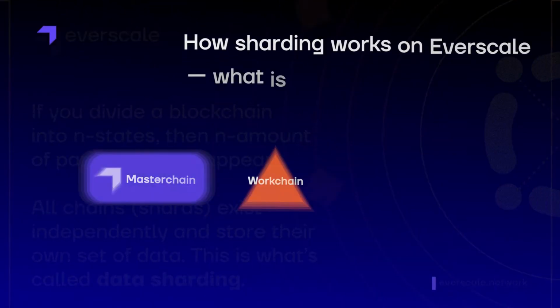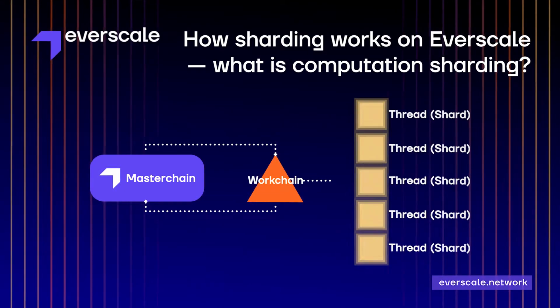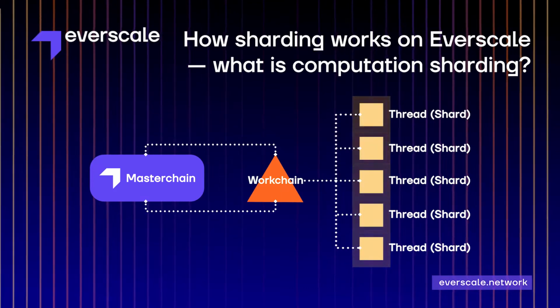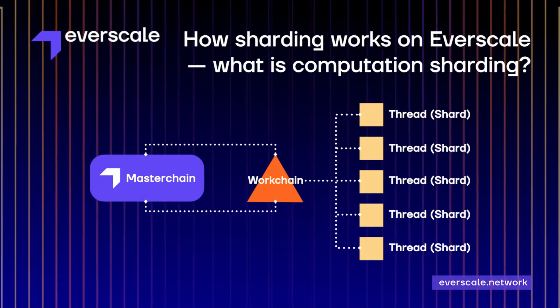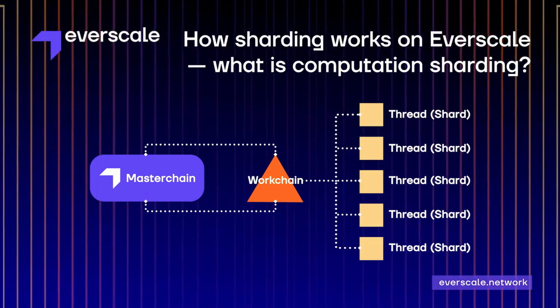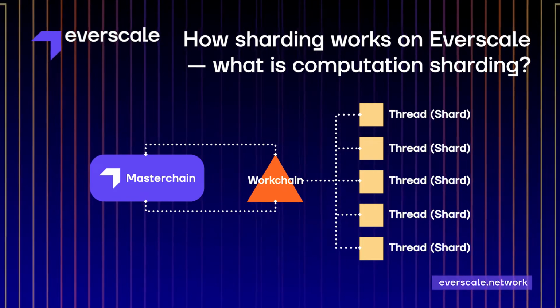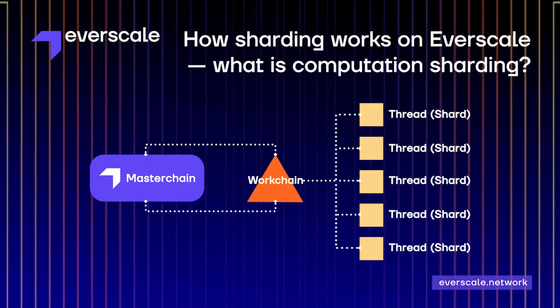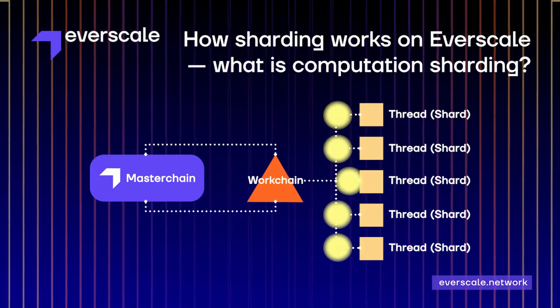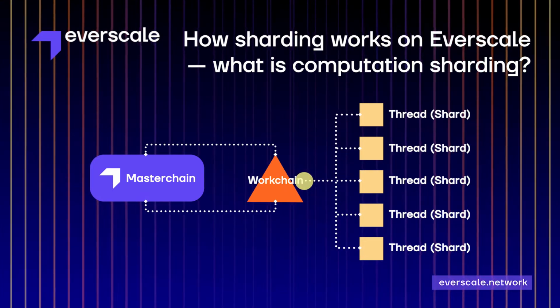How does sharding work on Everscale? What is computational sharding? There's a set of validators, let's say 1,000, forming a work chain, or a data shard. Each block, for a processing shard, is produced in one round. One block is formed, or collated, once per second in each chain.